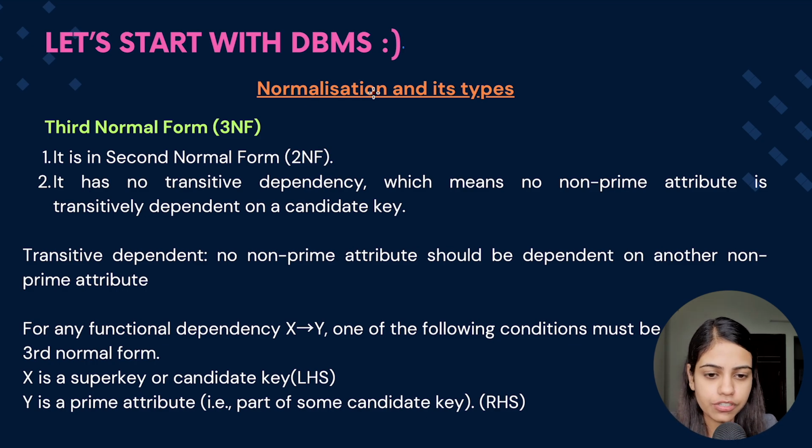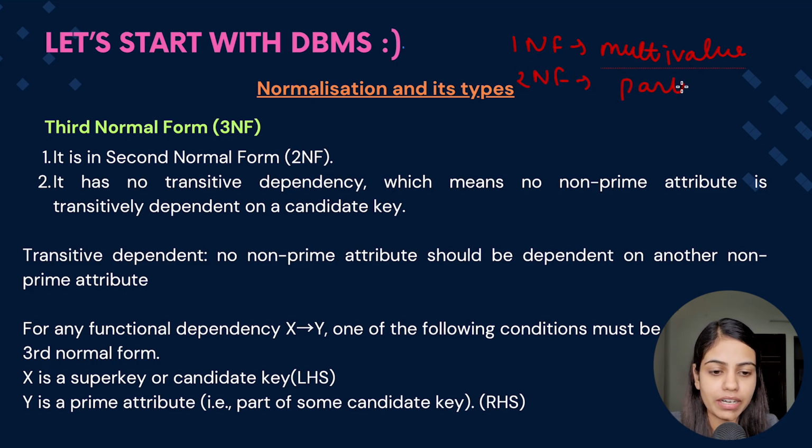Now according to the first normal form, there shouldn't be any multi-valued attribute, or any attribute which has multiple values. According to second normal form, there shouldn't be any partial dependency which exists in a table. Now let's see what third normal form says.